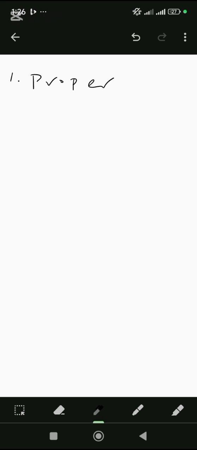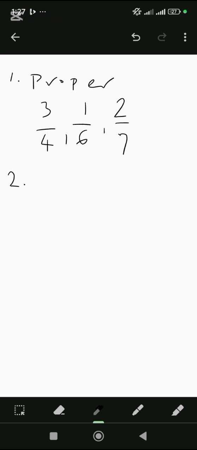Proper fraction. In this type of fraction, we will have the numerator smaller than the denominator. So an example would be 3/4. The numerator is smaller than the denominator. And 1/6. Another example is 2/7. You can see that in all cases we have the numerator smaller than the denominator. So this is a proper fraction.